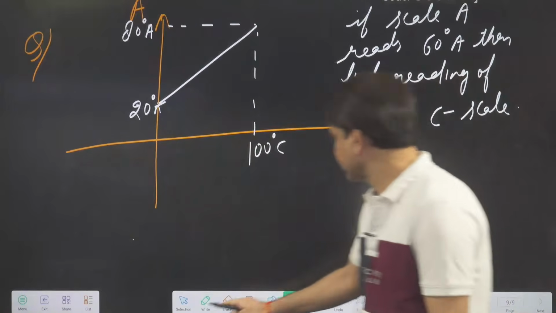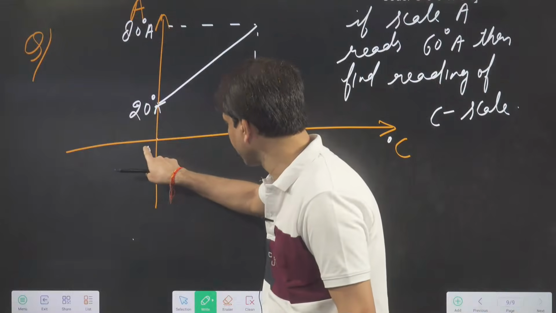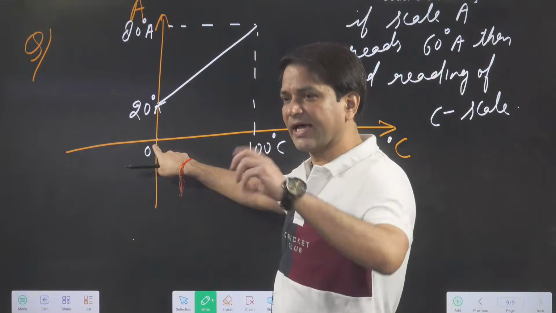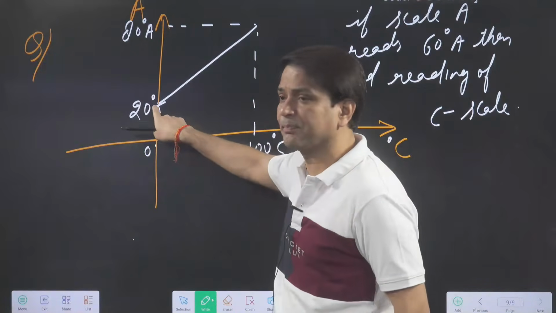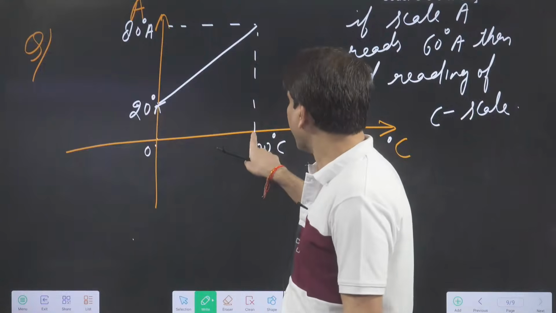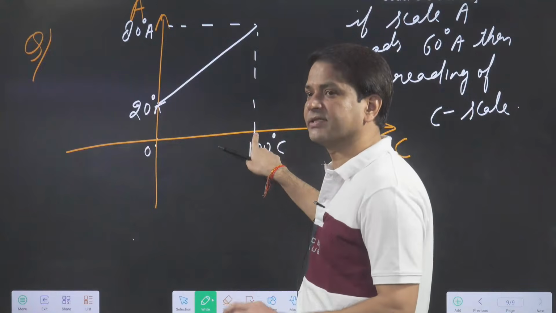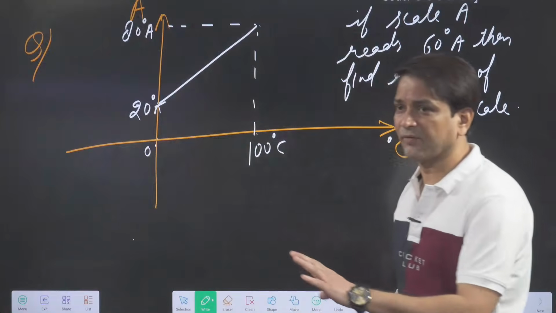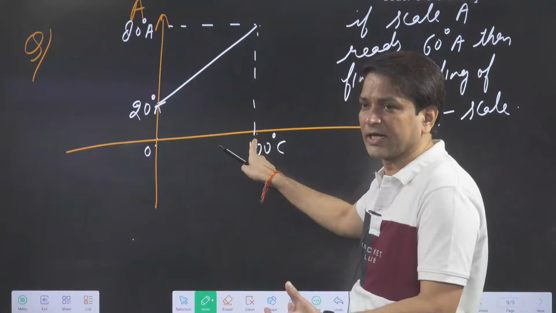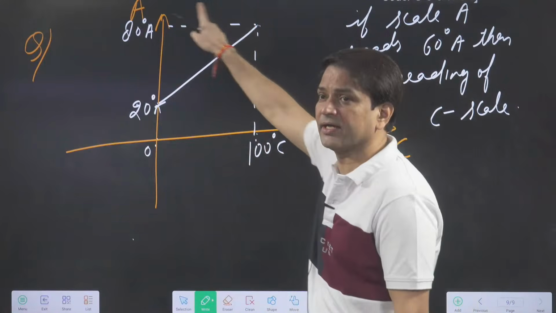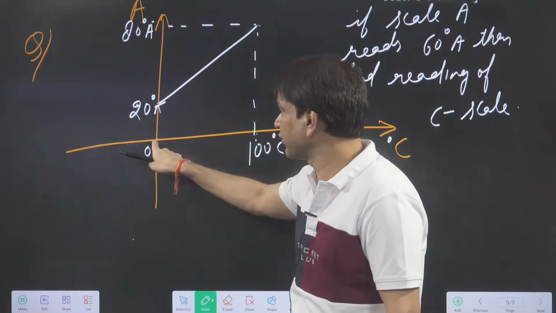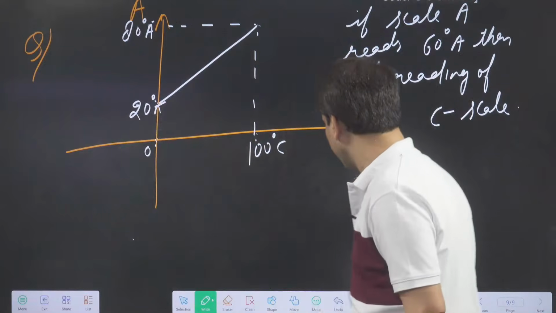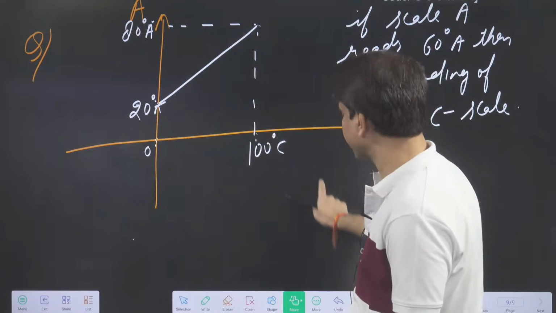So what we can say here: this is 0 degree C. 0 degree C is the LFP of Celsius. Then what is the LFP of A? 20. 100 degree C is the UFP of Celsius. What is the UFP of A? 80. By this graph, I can say the UFP of Celsius, we know, is 100. Then the UFP of A is 80. LFP of Celsius is 0. The LFP of A is 20. Now I can use the TSI relation directly.